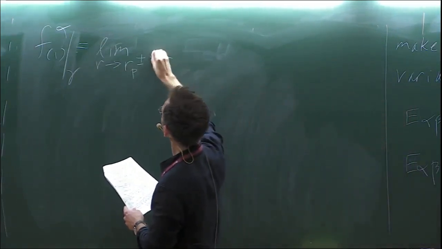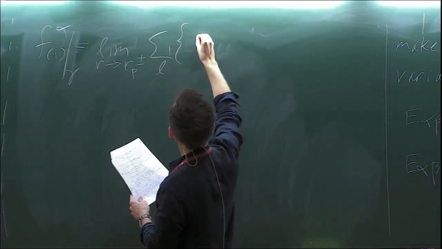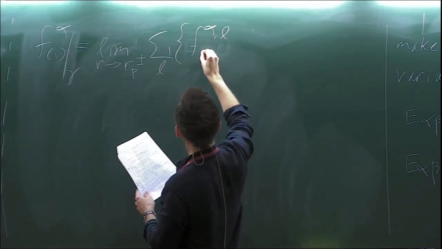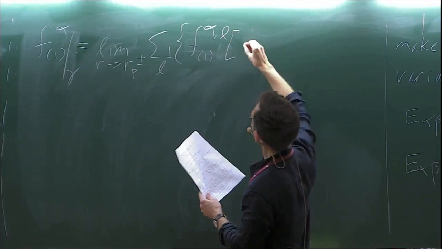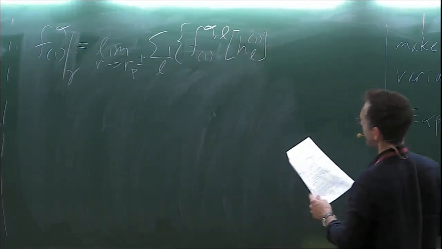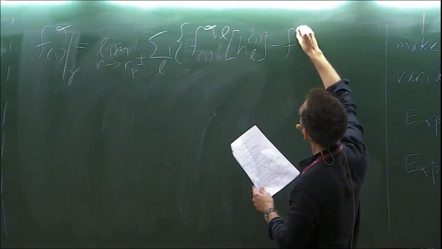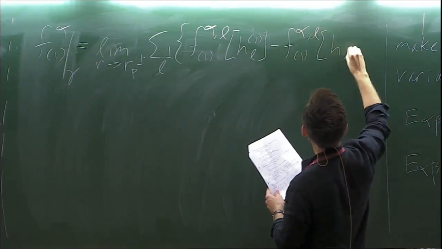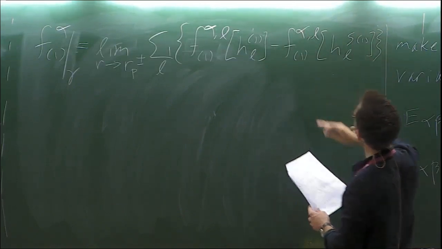Then we're going to have the sum over L. And now we're going to have individual L modes of the force. What that means is it's the force constructed from individual L modes of H1 minus the same thing, but now constructed from individual L modes of the singular field.